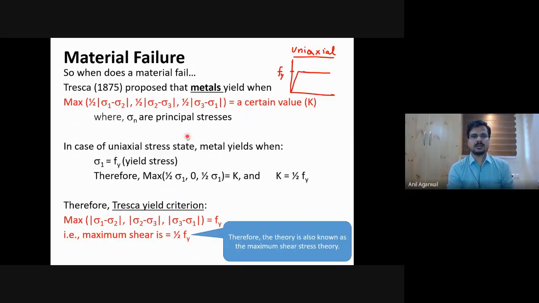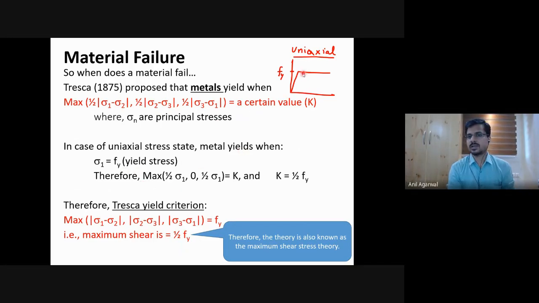So what it says is that you take the maximum shear stress in the 1, 2 plane, which is one couple of principal axes, the maximum shear stress in the 2, 3 plane, and the maximum shear stress in the 3, 1 plane. Take half, so after half, it is maximum shear stress. And then the maximum of the three should not exceed a particular value. When that reaches a particular value, that's when the failure or yielding takes place. And how will you get that particular value, K? You can get that from a uniaxial test.